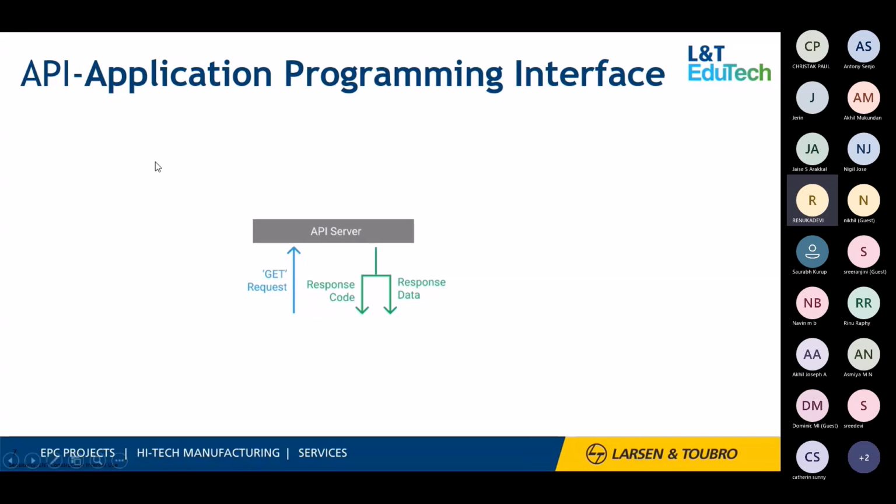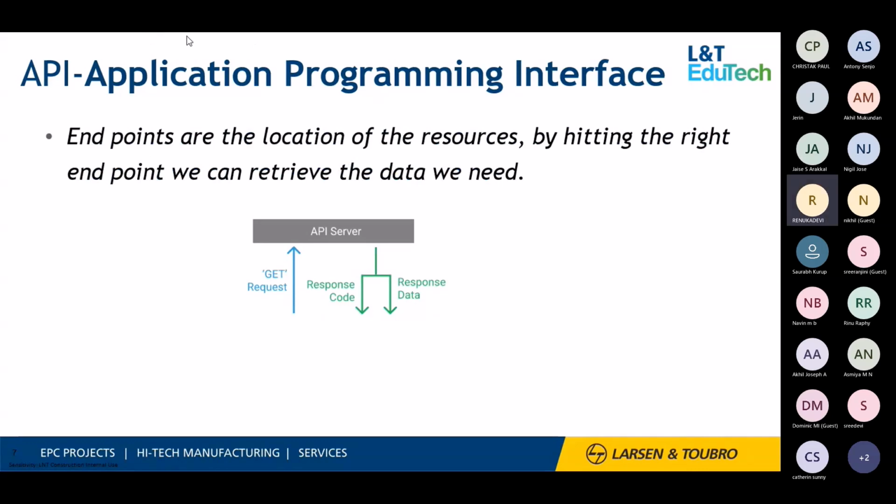So here API means the request is sent to the API server, and from that server the response will be generated. It can be given in the form of a code, and the data will be generated for the same. Now here you will be having endpoints.